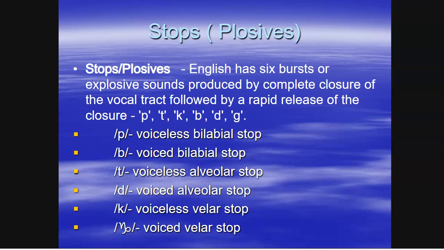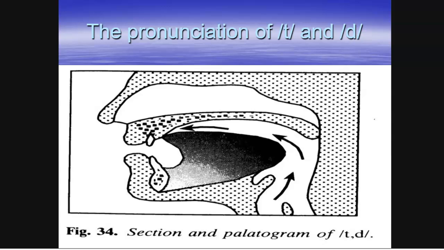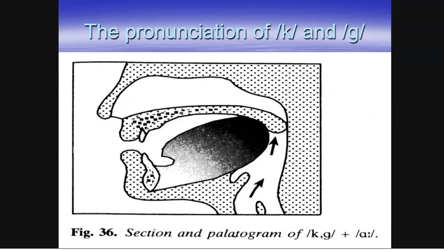Stops, or plosives. English has 6 bursts of explosive sounds produced by complete closure of the vocal tract, followed by a rapid release of the closure. P is a voiceless bilabial stop. B is a voiced bilabial stop. T is a voiceless alveolar stop. D is a voiced alveolar stop. K is a voiceless velar stop. G is a voiced velar stop. The pronunciation of P and B. The pronunciation of T and D.